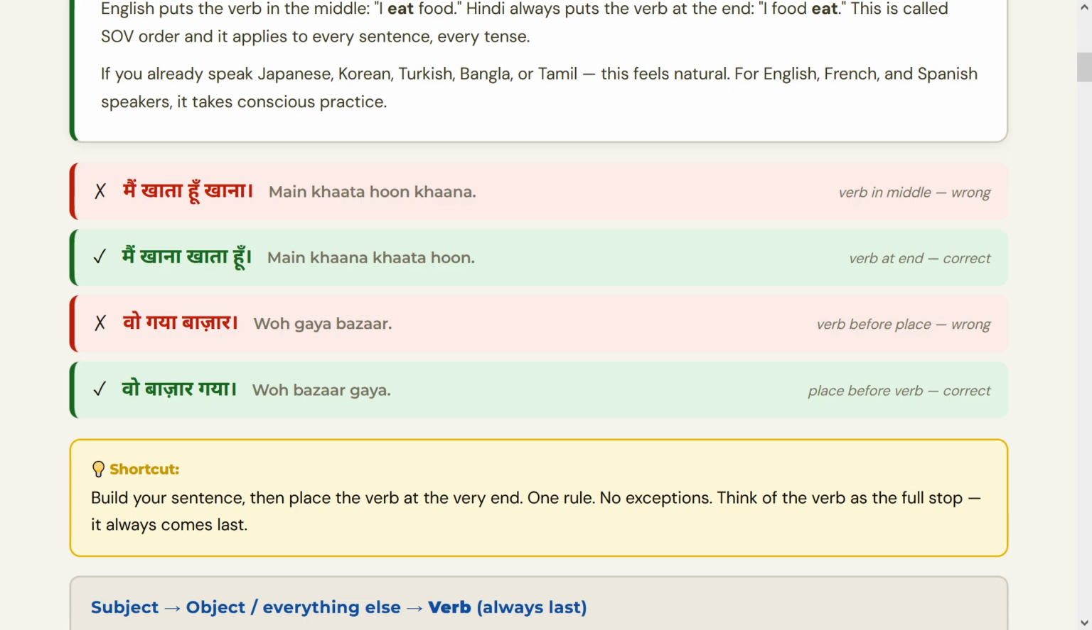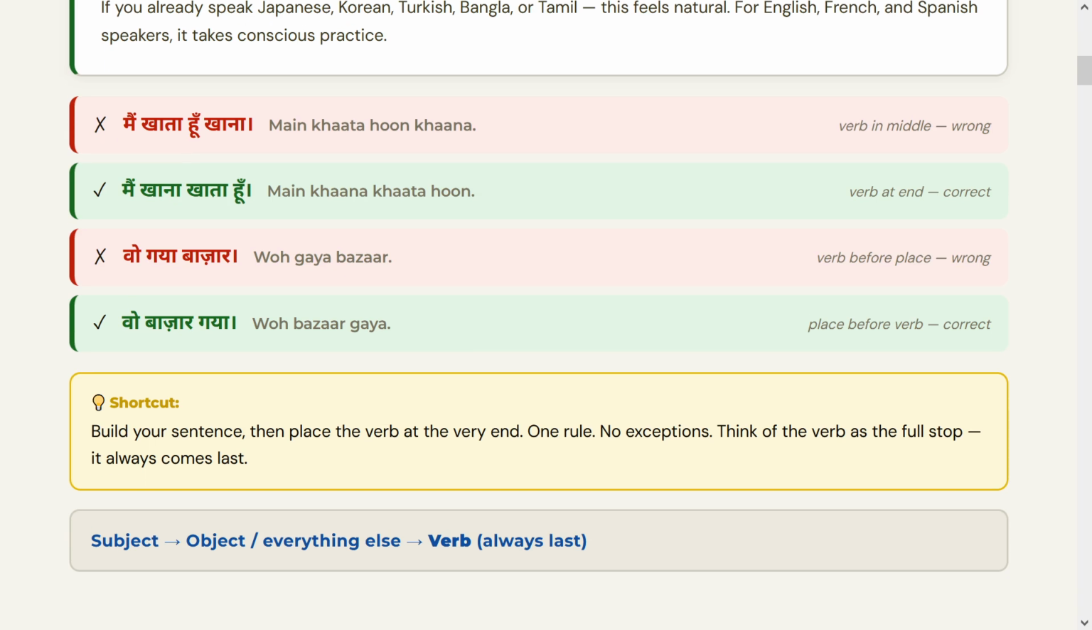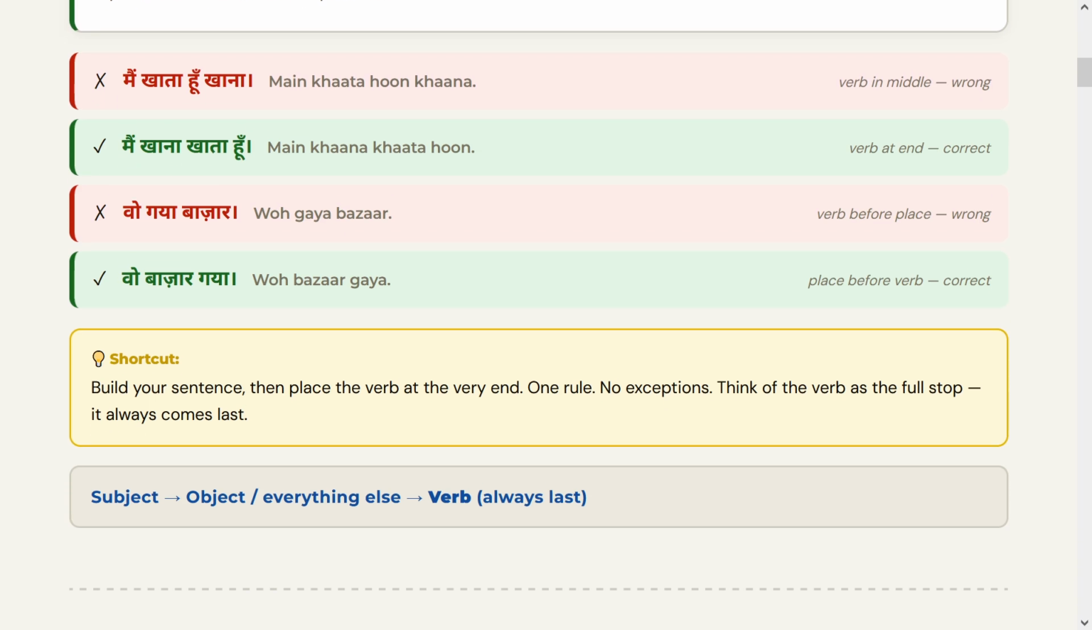If you already speak Japanese, Korean, or Turkish, this will feel immediately natural. For English speakers, it takes deliberate practice for the first few weeks. Memory anchor. Think of the verb as a full stop. It always closes the sentence. Build your thought, then close it.